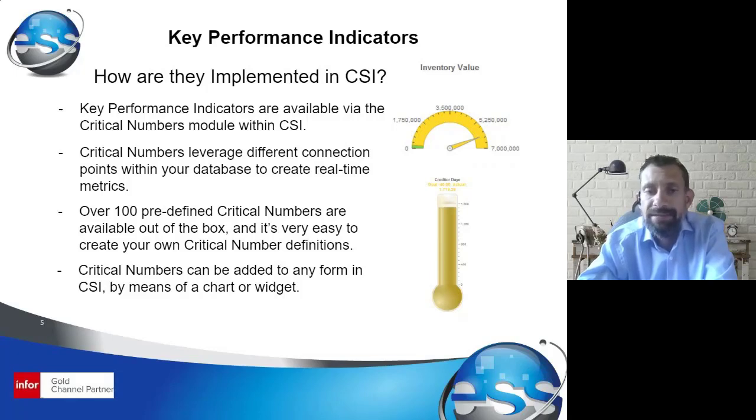And I think that's key, right? It's nice to have something out of the box, but it's also nice to be able to create your own custom metrics as well, to match exactly what you and your company is looking to achieve for targets, right? Finally, they can be added to any form in CSI by means of a chart or a widget. And I'm going to show you towards the end what they look like. Also, we're going to create a brand new gauge and add it to a form as well. So you'll see firsthand exactly what that looks like.